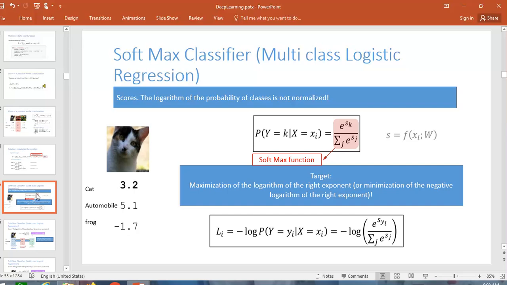We go to another classifier. Again, the W matrix has been multiplied by the input vector and the scores have been obtained. The idea is very simple. We want to turn these scores into probabilities.